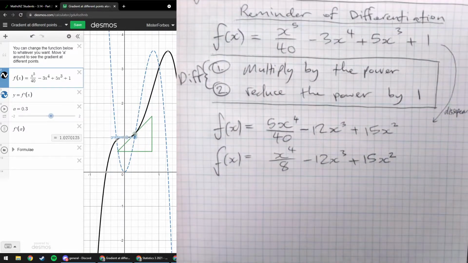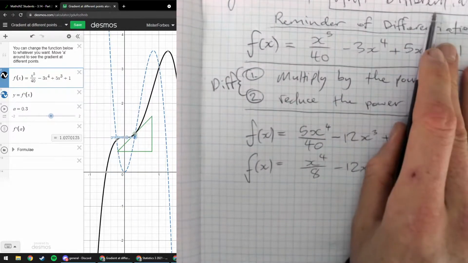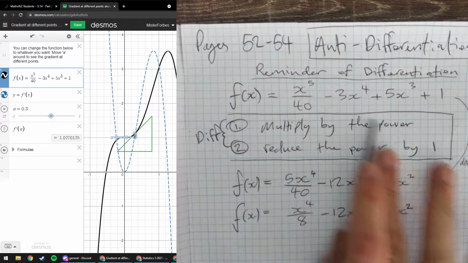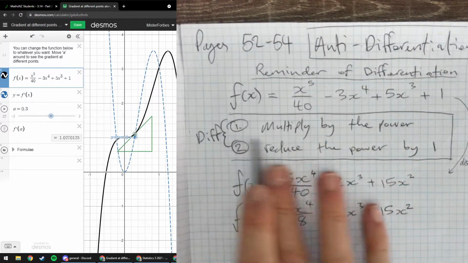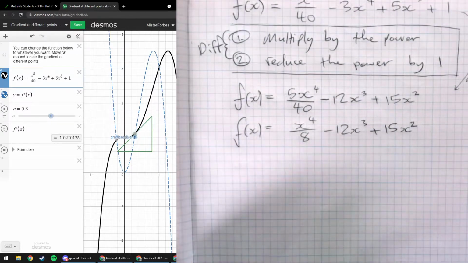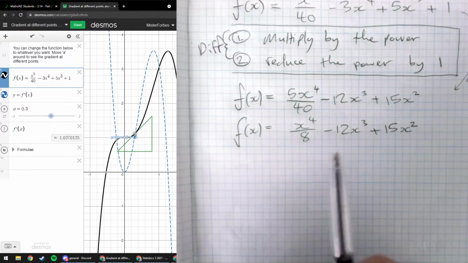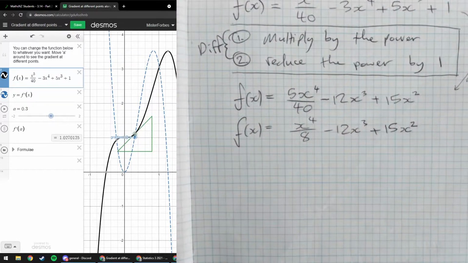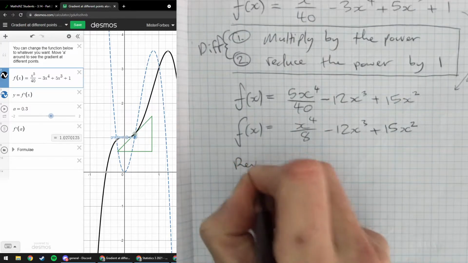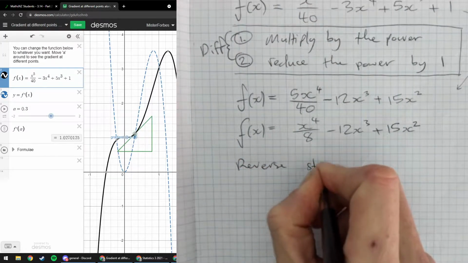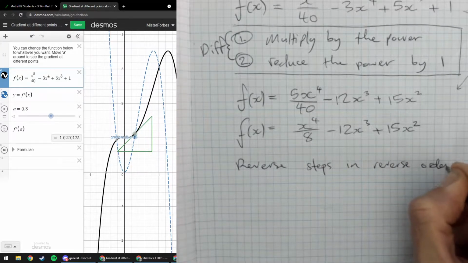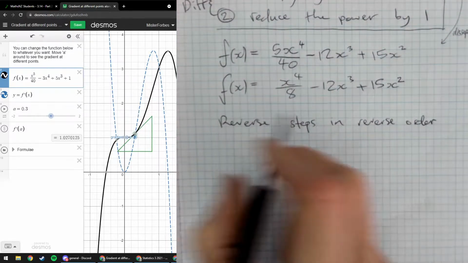Right? Now, to anti-differentiate, what we are going to do is we're going to just do the opposite of differentiating. Now, in maths, when you're doing opposites, you need to unpack it. Right? And we're going to unpack it by doing the reverse steps in reverse order. And that will make sure that our anti-differentiation works.